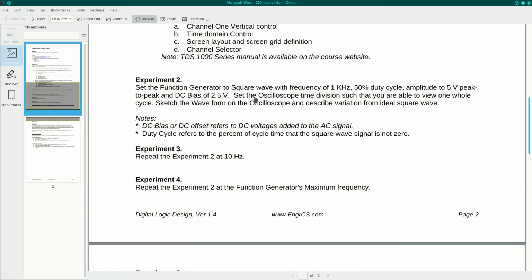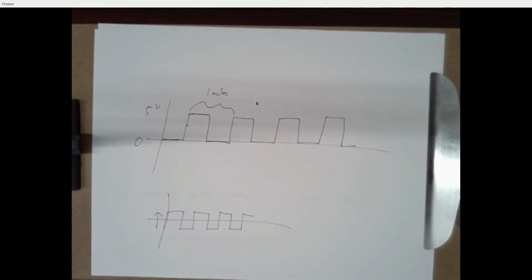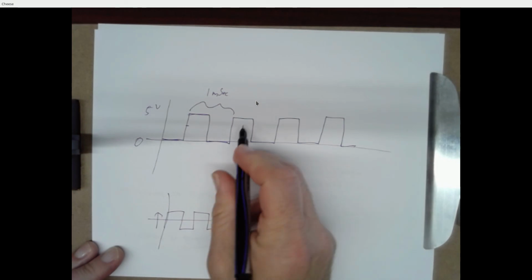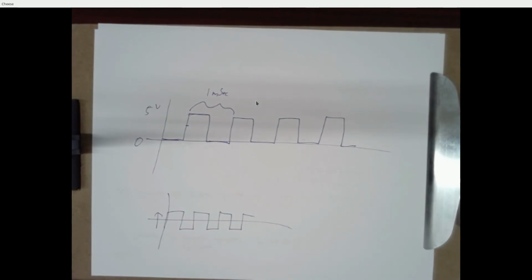So experiments 2, 3, and 4, you're going to do this for different frequencies. Experiment 2, 1,000 hertz. Experiment 3, 10 hertz, very slow. Okay, it goes high and low every 1/10 of a second. Experiment 4, you want to set the function generator to the highest frequency possible. It'll probably be in the megahertz range, so millions of changes per second. And when you look at the oscilloscope output, you should see something like this, but it's not going to be exact.